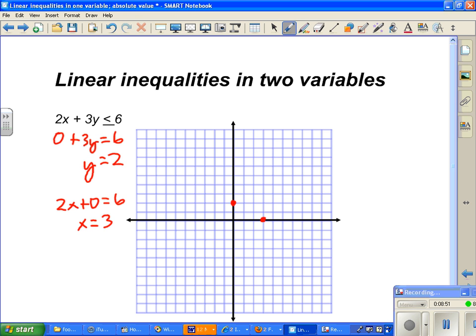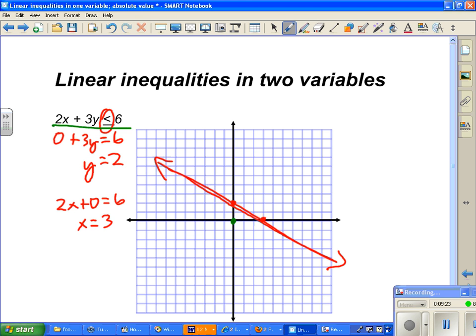Now, is this a solid line or a dotted line? It's a solid line because it's equal to. So I have a solid line here. Now, this is where we do the shading, okay? Everything either above the line or below the line is going to be an answer. We're not sure which, okay? So how do we decide? Well, we pick a point that's obviously on one side of the line or the other. I like to pick 0, 0 when possible because it's easy to use.